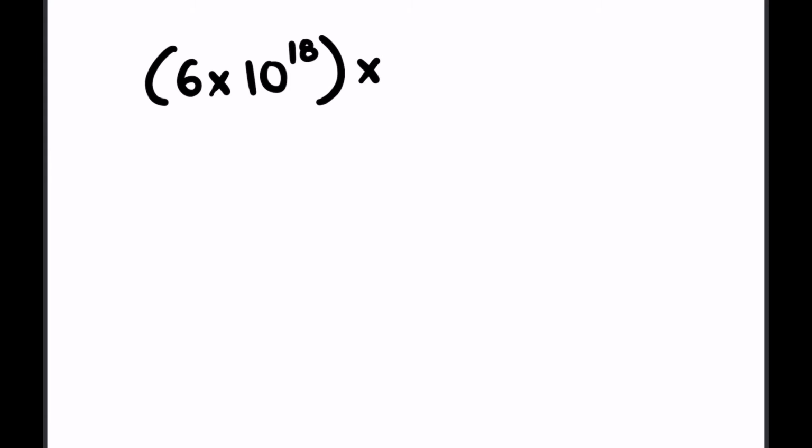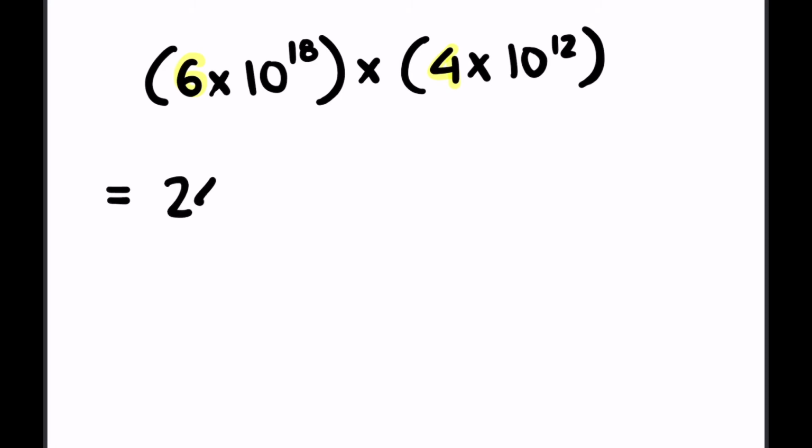Now what happens if we have a different value created? For example, I have 6 times 10 to the 18 multiplied with 4 times 10 to the 12. I'm going to start with the process again, and I'm going to say 6 times 4. And 6 times 4 is 24. Then I'm going to multiply the base of 10. So I have 10 to the 18 times 10 to the 12, which is actually times 10 to the power of 18 plus 12, which is times 10 to the power of 30.